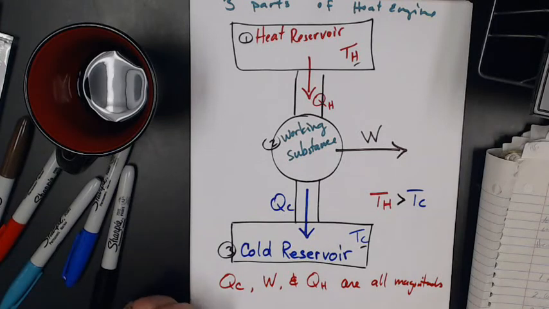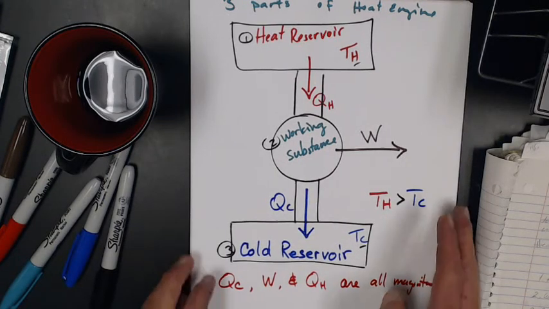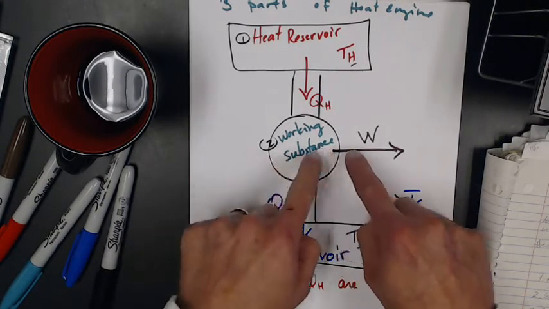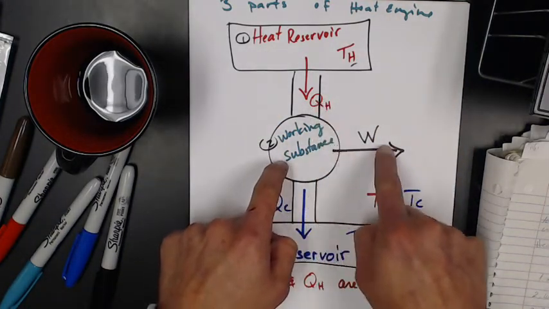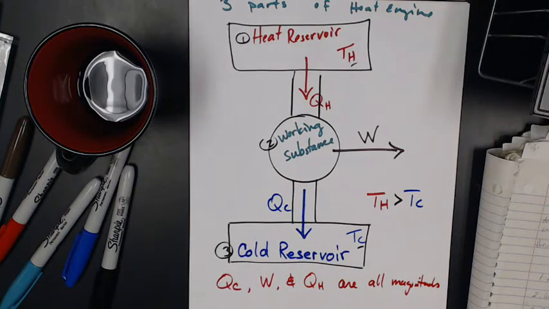All right. So, again, the working substance does work. It gets heat from the heat reservoir. Some of that energy turns into work. The rest of it gets dumped into a cold reservoir.